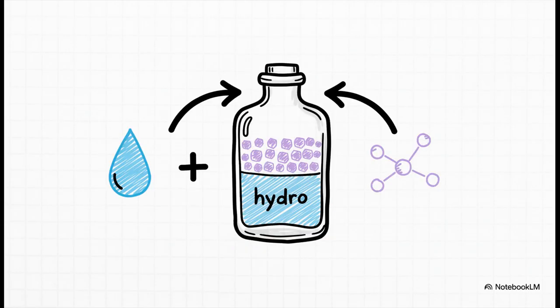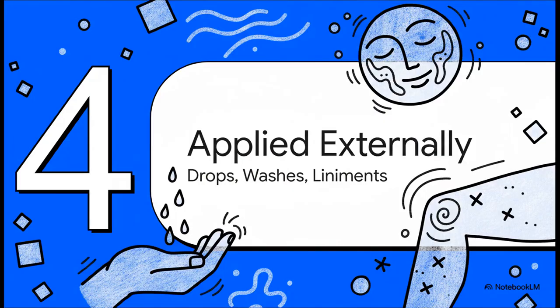Okay, now let's look at elixirs. They're also clear, they're also sweet, but there's a huge difference. They're hydroalcoholic. That means they've got both water and alcohol. So you might be asking, why throw alcohol in there? Well, some drugs are just stubborn. They refuse to dissolve in plain water. The alcohol acts like a helper, a co-solvent, to get that drug to dissolve and give us that perfectly clear solution we need.